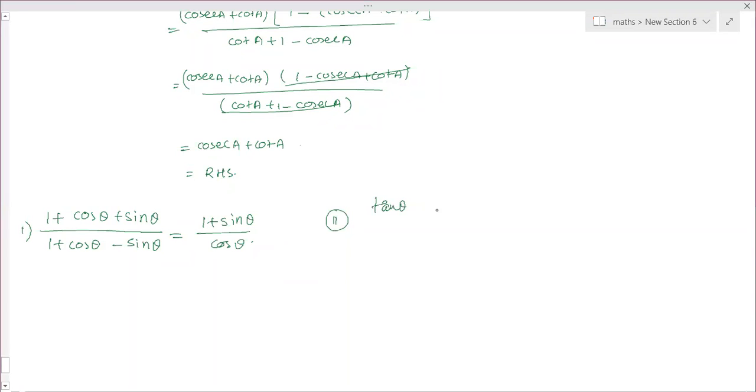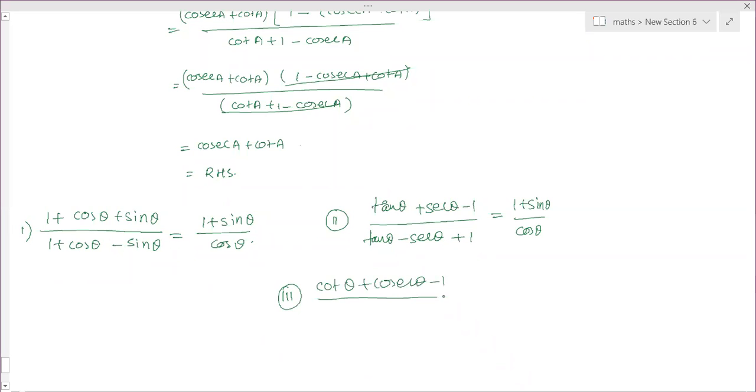Tan theta plus sec theta minus 1 divided by tan theta minus sec theta plus 1 is equal to 1 plus sin theta by cos theta. And third one, cot theta plus cosec theta minus 1 divided by cot theta minus cosec theta plus 1 is equal to 1 plus cos theta by sin theta.